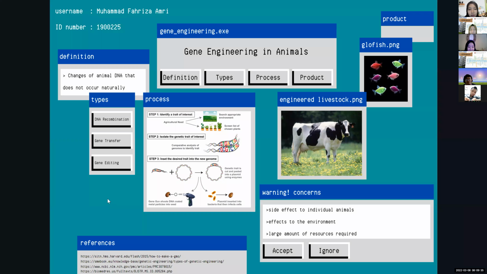All right. So first of all, I want to say Fahriza has a good presentation. I want to ask, can animals do crossbreeding? I mean, between different types of animals, for example, lion and tiger. How can it happen? The reason.